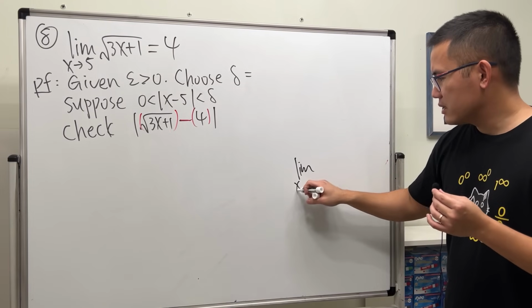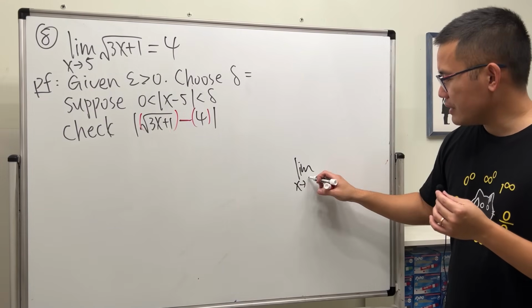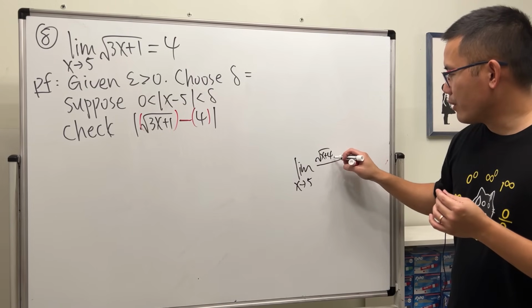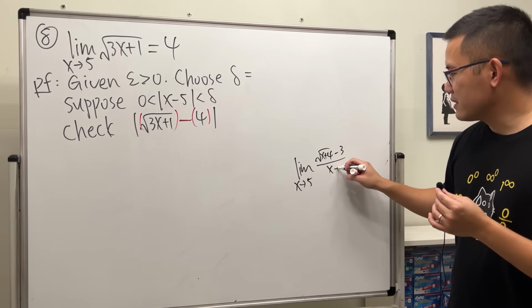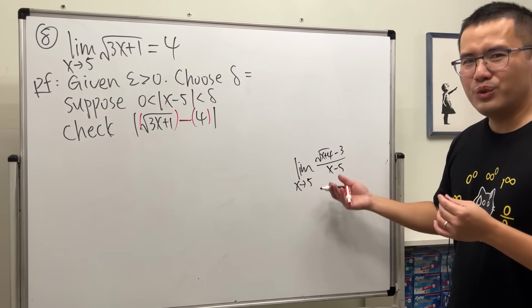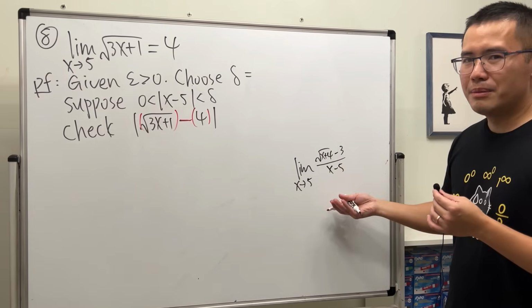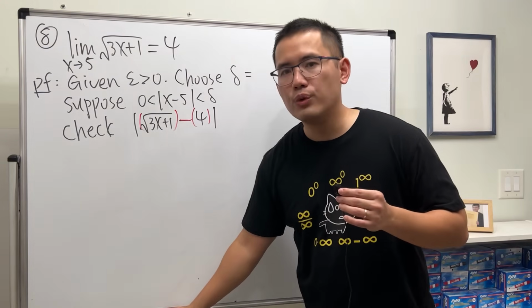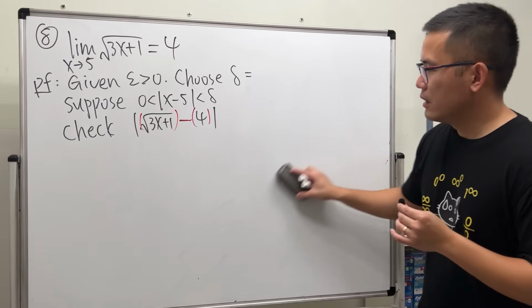The limit as x approaching, let's say, 5, square root of x plus 4 minus 3, and then x minus 5, something like this. What do we do? We multiply the top and bottom by the conjugate, right? Right here, let's do the same thing.